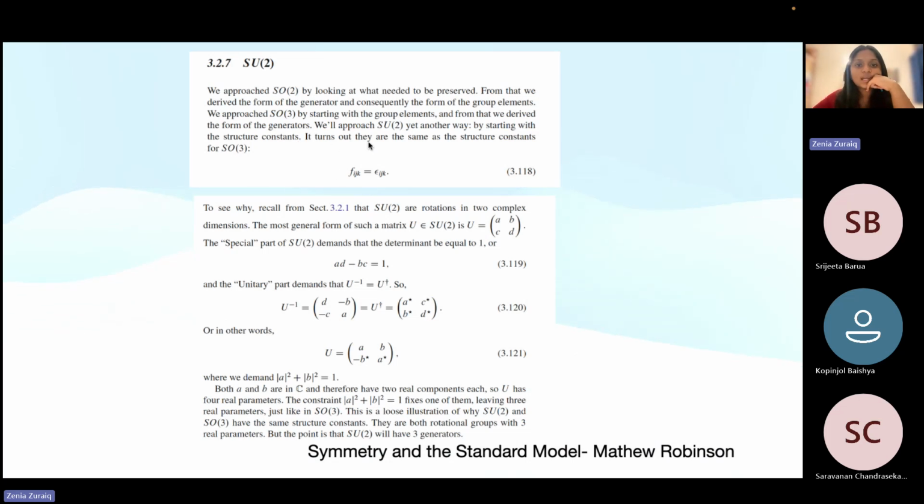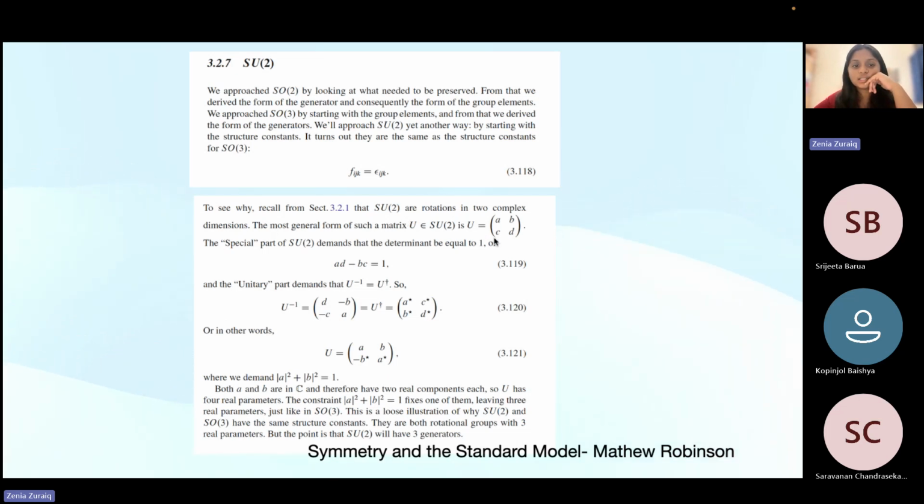So you can see that the SU2 structure constant ends up being the same as SO3. Actually, it's because SU2 is kind of like rotations in two complex dimensions. SU2 has copies of SO3 within, or SO3 has a copy of SU2 within it. You can look at the details in this book, but basically SU2 is rotation in two complex dimensions.